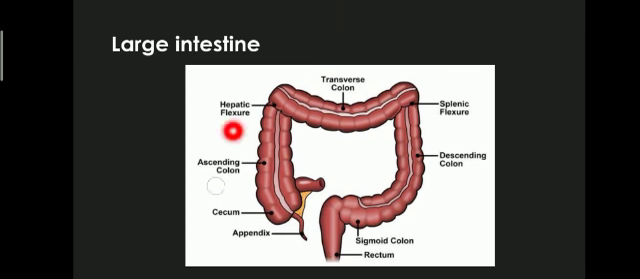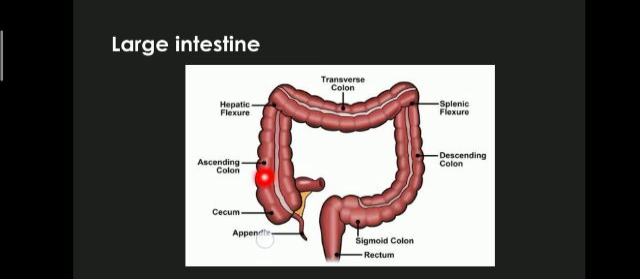Then let us talk about the large intestine. The small intestine was the last site of the digestion of the food, and now comes the large intestine where the absorption of water may occur and a little absorption of food may take place, and as it doesn't contain any enzyme, no further digestion takes place here.